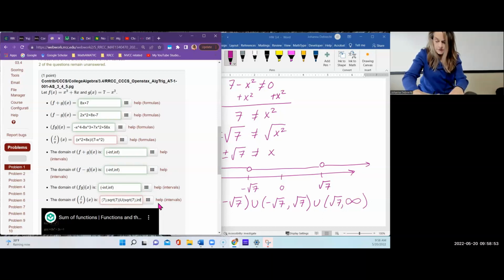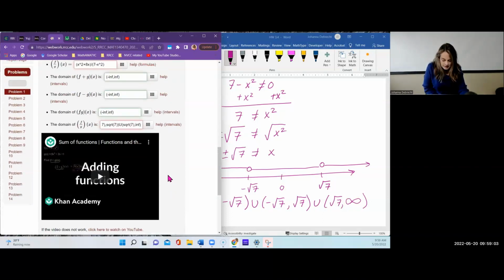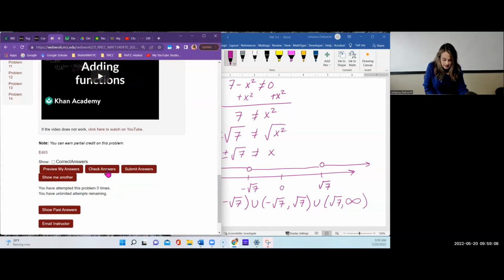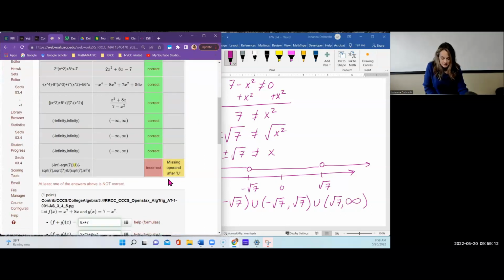To infinity. If I haven't messed up parentheses up there, it'll be a miracle. Let's check and see how I did. Oops, it looks like I've got something messed up, but we'll see. Let's check answers. I did mess something up.